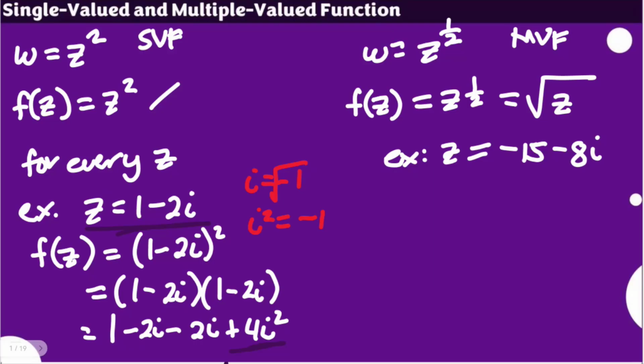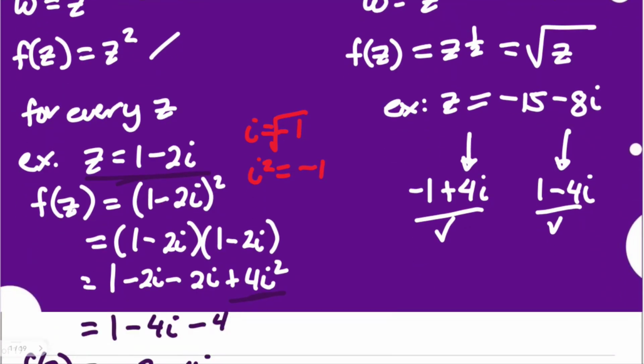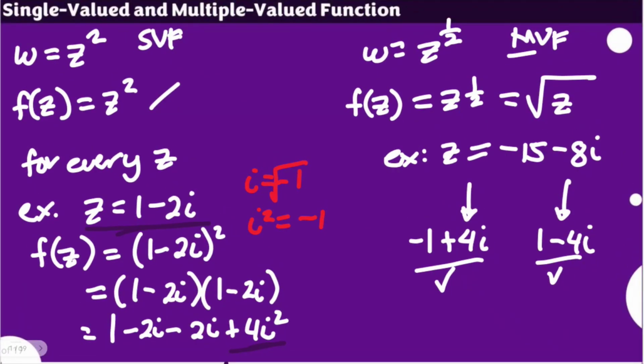Again, this is already discussed in one of our videos. If this is our z, the square root of that is actually identified. Again, you may want to review that video. There are two possibilities: negative 1 plus 4i, and the other one is 1 minus 4i. We also tried to verify this in those videos, and we were able to identify that they are really square roots of the given. Now, since there are two possible results here, that is why this function is considered to be a multiple-valued function.